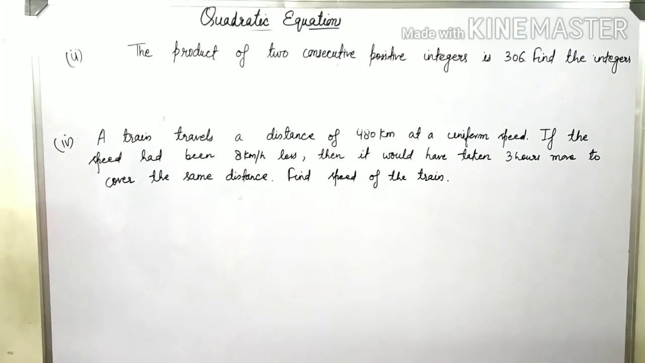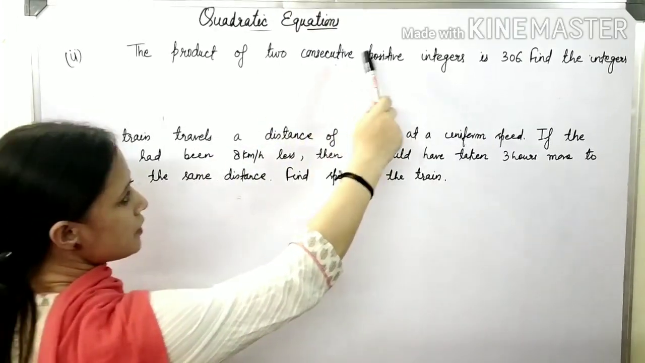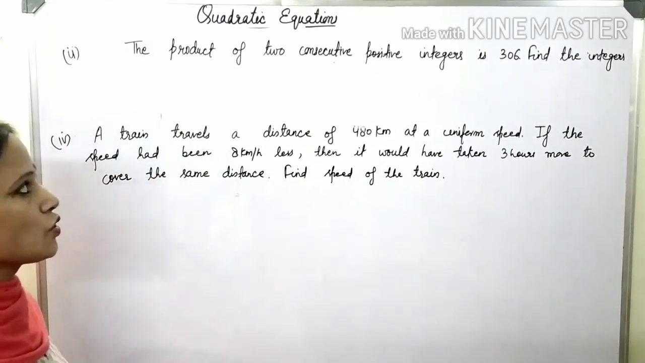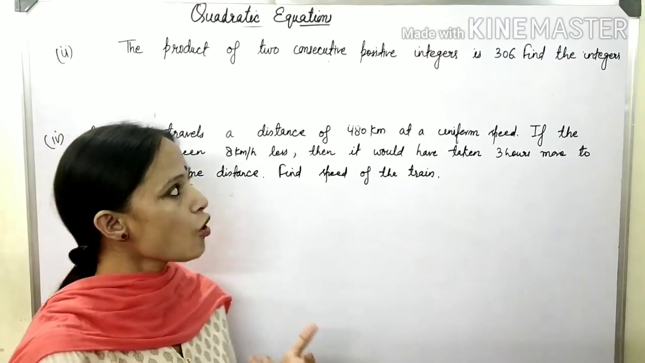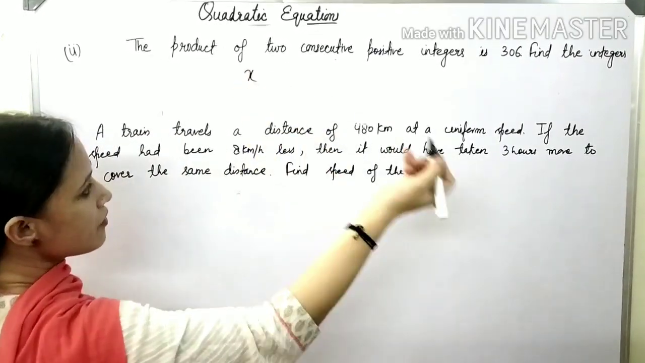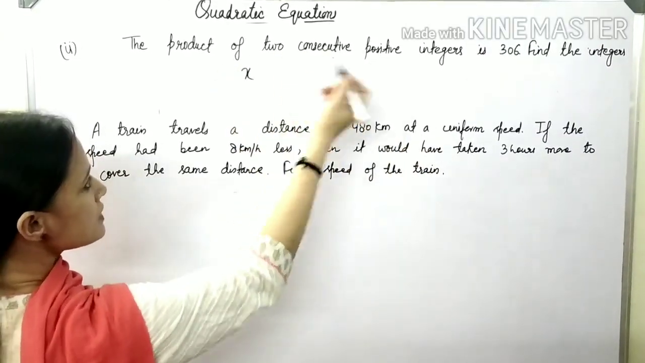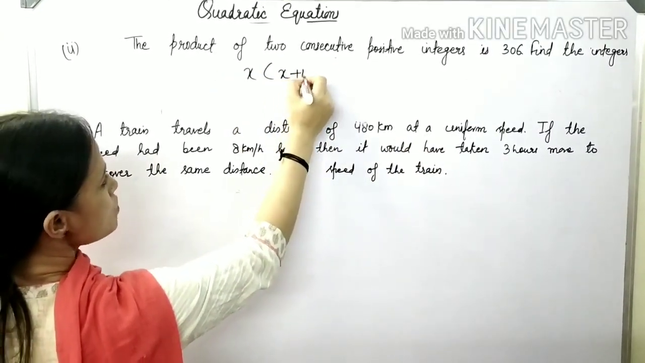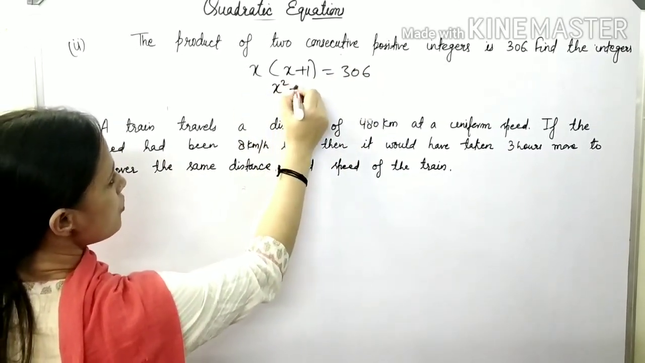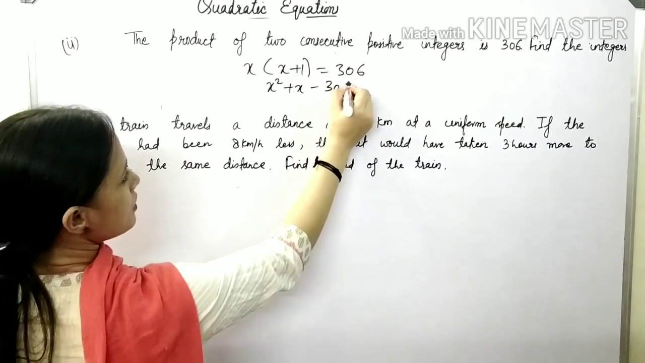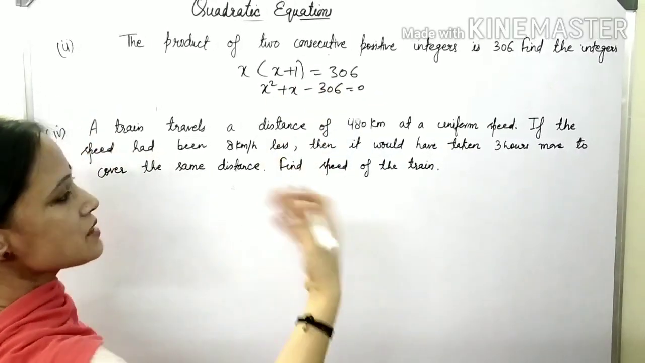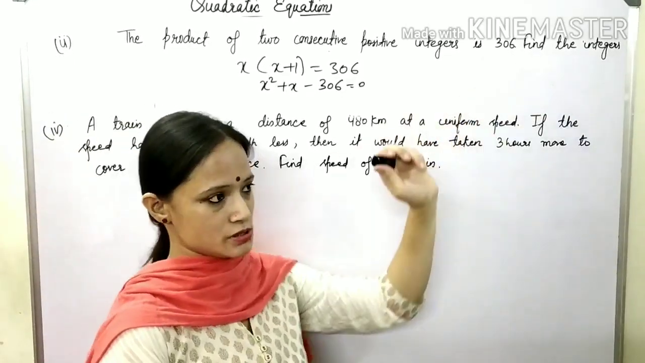The second part is the product of two consecutive positive integers is 306. Then find the integers. Since it is given that two consecutive positive integers are there, we can take one as x and the other one as x plus 1. And the product is given. It means x into x plus 1 will be equal to 306. And we can frame the equation from here. So we got the equation. Now factorize it. The values of x will give us the integers.